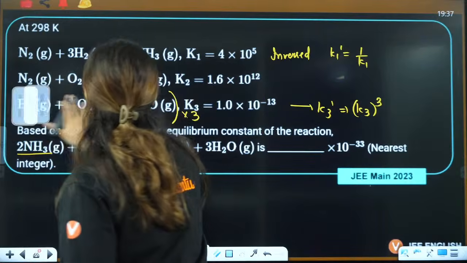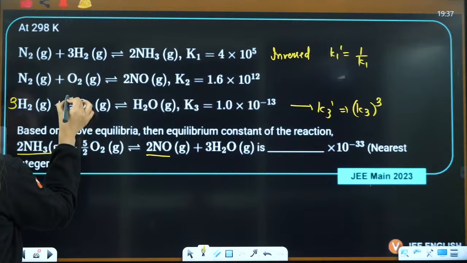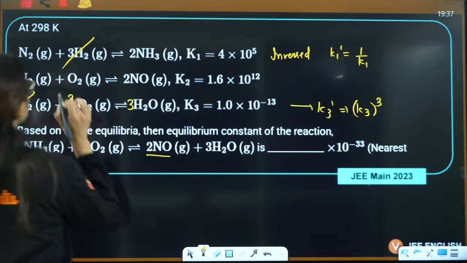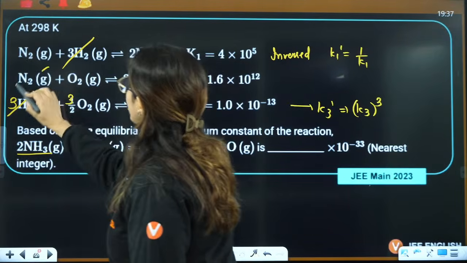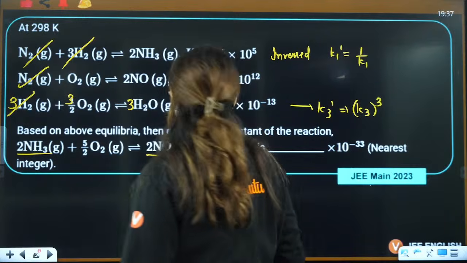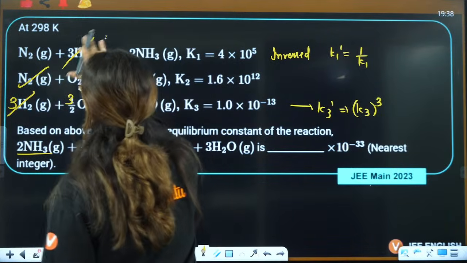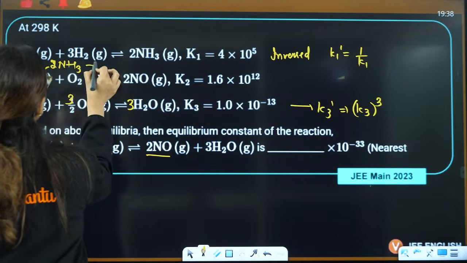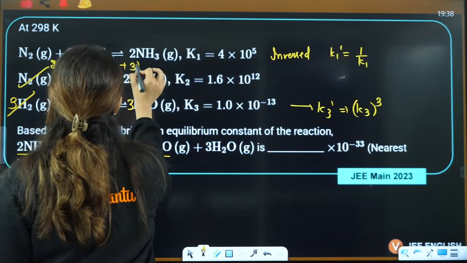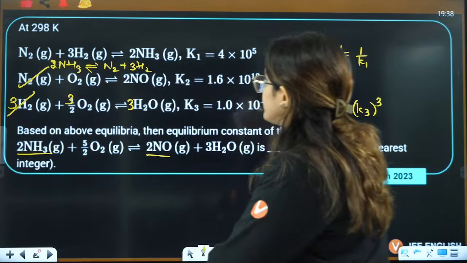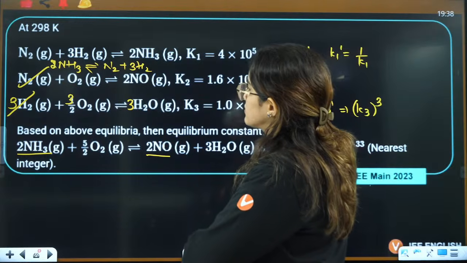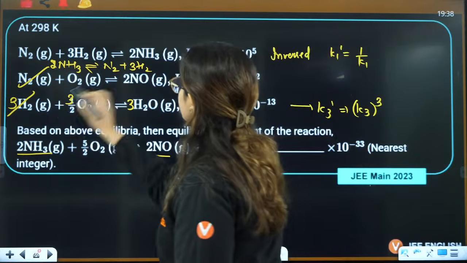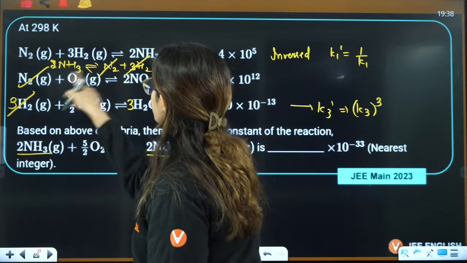Like if you multiply this by 3, this will become 3, this will become 3 by 2, this will become 3. Then this 3 and this will be cancelled. N2 will be cancelled here. How will N2 be cancelled? Let me teach you that as well. Because this will become 2NH3 give rise to N2 plus 3H2. When you add all of them, on adding, things that are on the opposite sides are cancelled, no? So this and this will be cancelled. This and this will be cancelled.